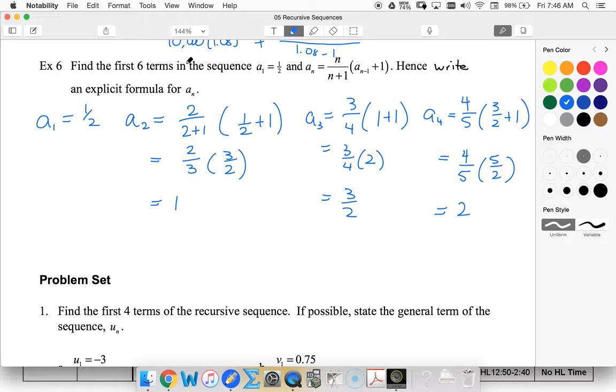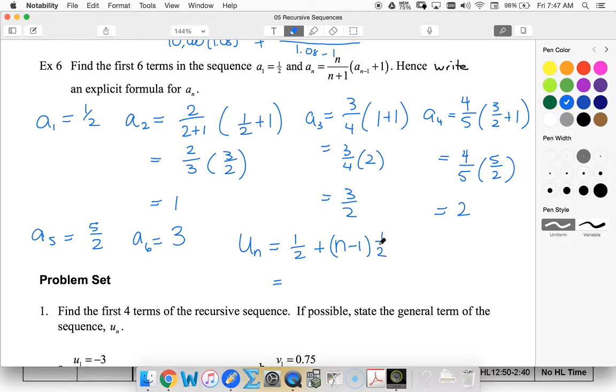So it says write out the first 6 terms. I don't actually have room at the moment to write out the first 6 terms, but my guess from the pattern is that the 5th one is going to be 5 over 2, and the 6th one is going to be 3, because I'm adding a half each time. So this is an arithmetic sequence. It has the general formula, un is equal to u1 plus n minus 1 times d.